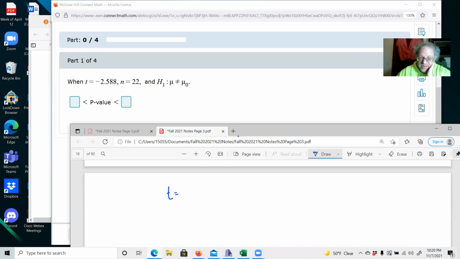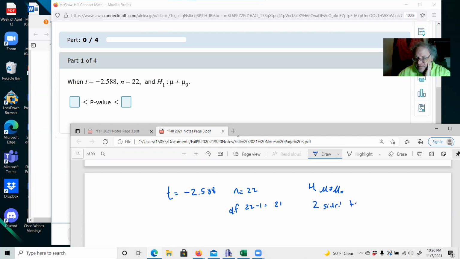So we have t equal to negative 2.588. My n is 22. What does that mean about my degrees of freedom? It's 22 minus 1, which is 21 degrees of freedom. And we want mu not equal to mu naught. That means we have a two-sided test. I really wish they would have started with a one-sided test, but here we are. They give us the hardest one first.